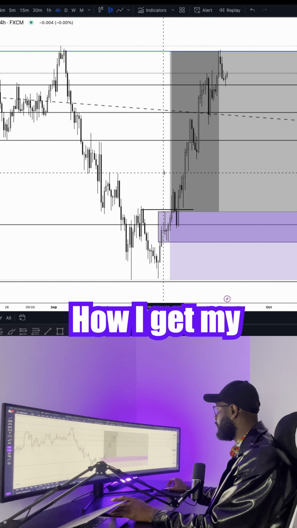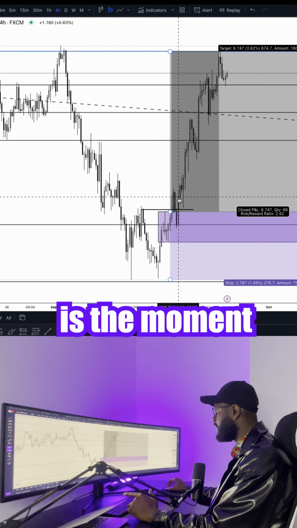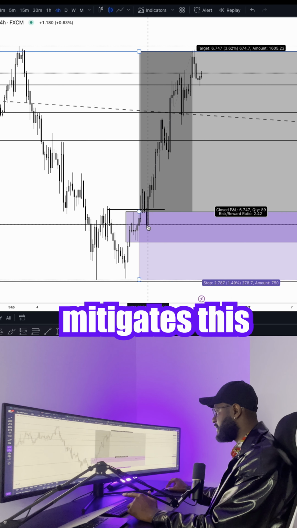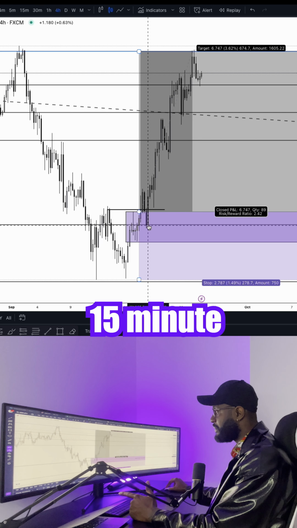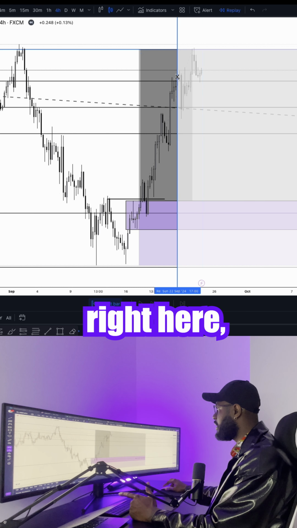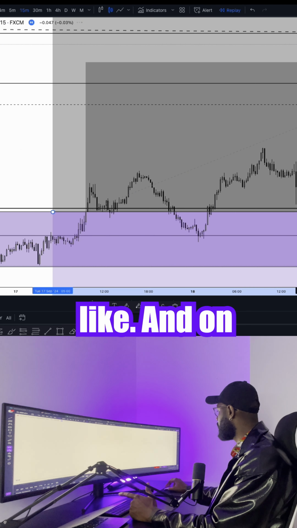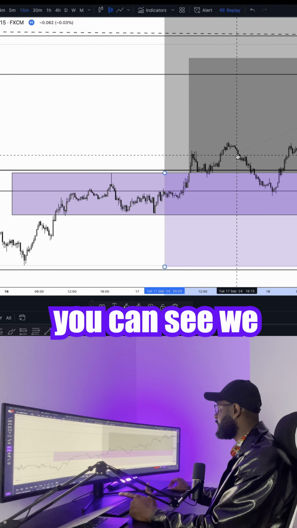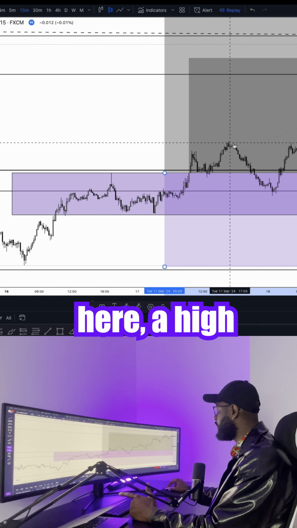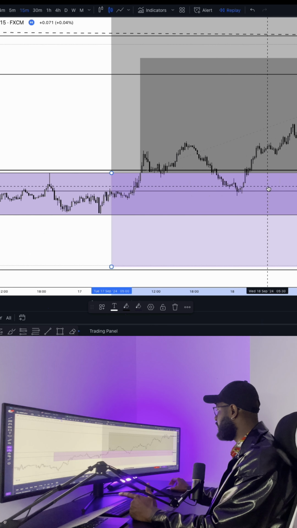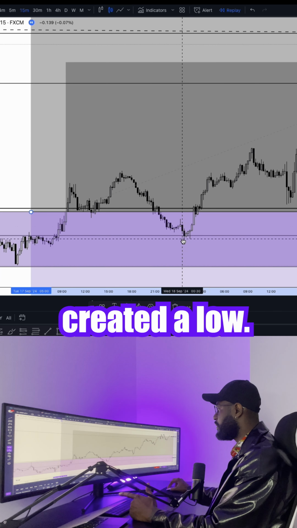How I get my pyramid entries: my second entry is the moment price mitigates this key level, I'm looking for a 15-minute shift in market structure. And right here, we're going to go down to the 15 minute time frame to look at what that looks like. On the 15 minute time frame, you can see we created a low here, a high here, and then right here, we created a low.